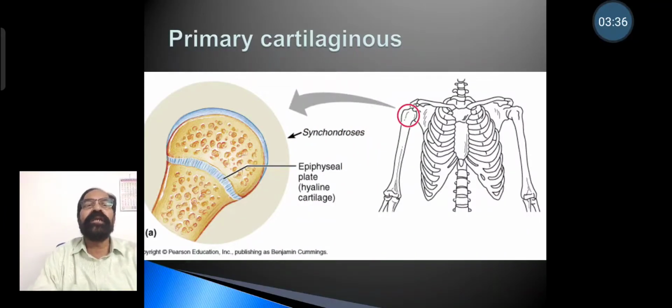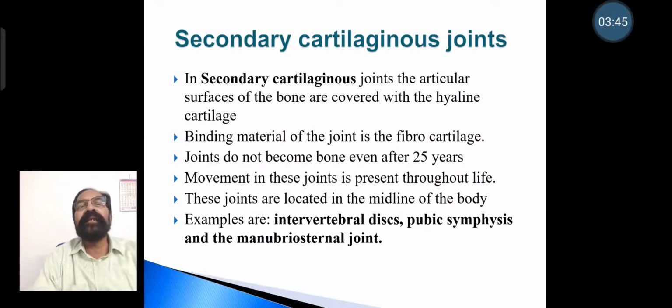And in this you can see the joint that is present in the long bone, which is the primary joint. Secondary cartilaginous joints. In secondary cartilaginous joints, the articular surfaces of the bone are covered with hyaline cartilage. The binding material of the joint is fibrocartilage. The joints do not become bone even after 25 years. Movement in these joints is present throughout life.